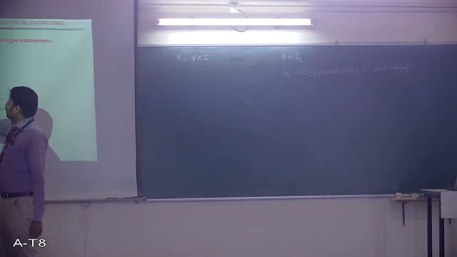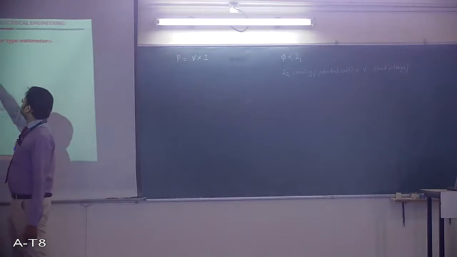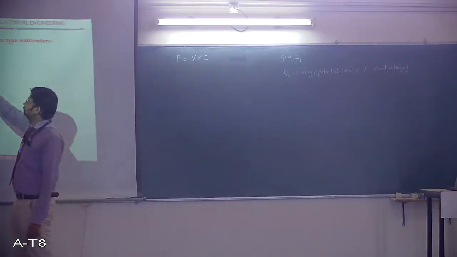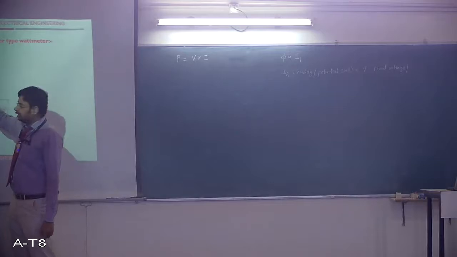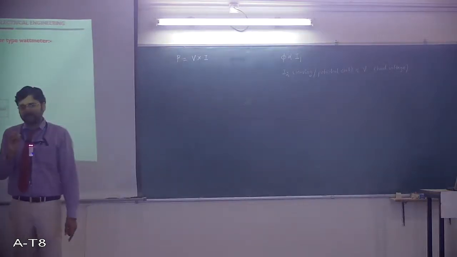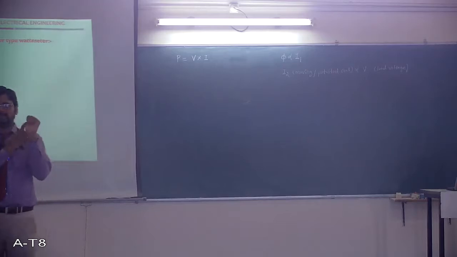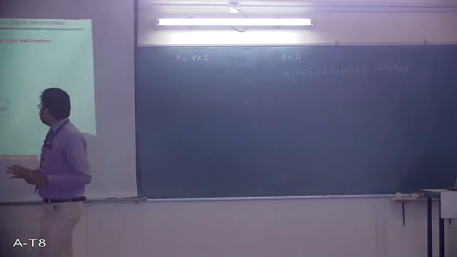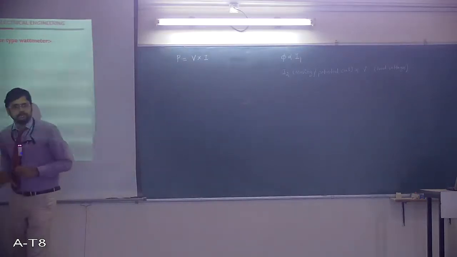Let me define that V is the voltage across the supply, I1 is the current flowing through the load, which is nothing but the current flowing through your current coil, and I2 is the current flowing through your potential coil. So V represents the supply voltage, I1 represents the current flowing through the current coil, and I2 represents the current flowing through the moving coil. This is what we have defined.